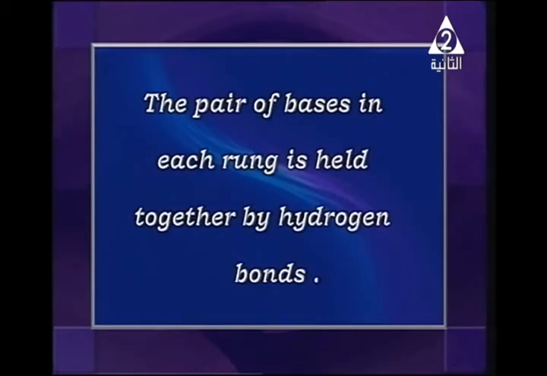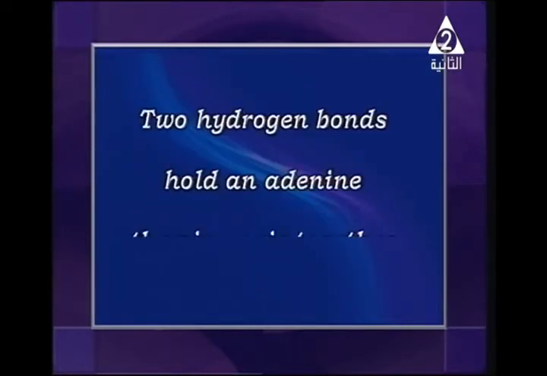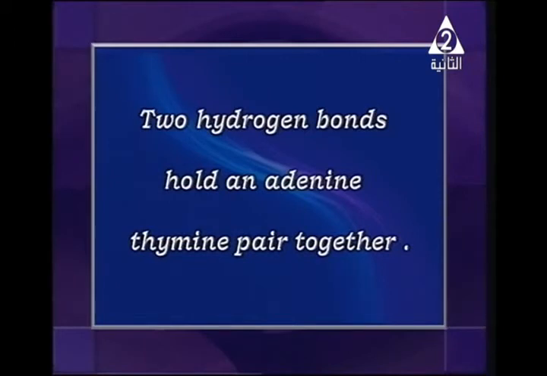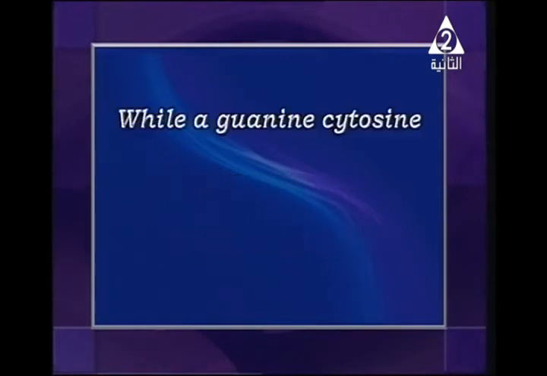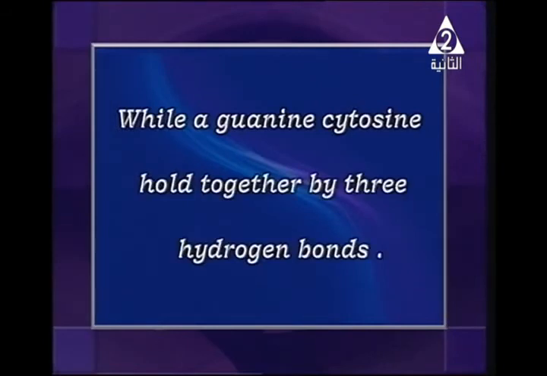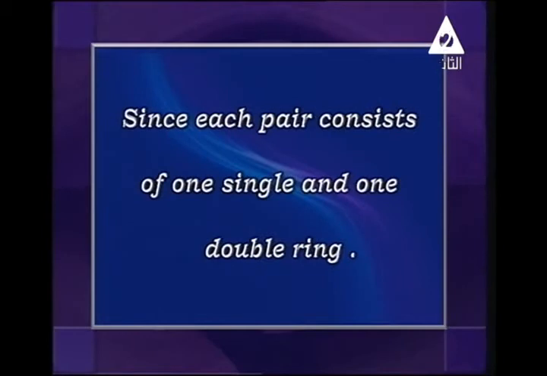The pair of bases in each rung, in each step, is held together by hydrogen bonds. So we have inside the structure of DNA the hydrogen bond. Adenine links with thymine by a double hydrogen bond, while cytosine and guanine are linked by a triple hydrogen bond. Okay, two hydrogen bonds hold an adenine-thymine pair together, and as we said, guanine and cytosine are held together by what? Three hydrogen bonds. Since each pair consists of one single and one double ring, again, each pair consists of one single and one double ring.